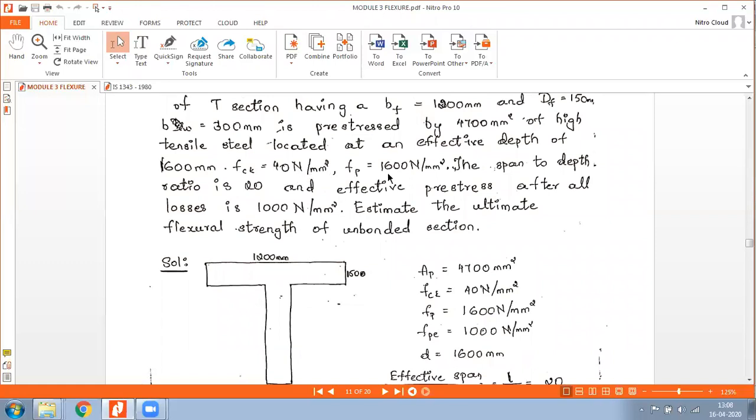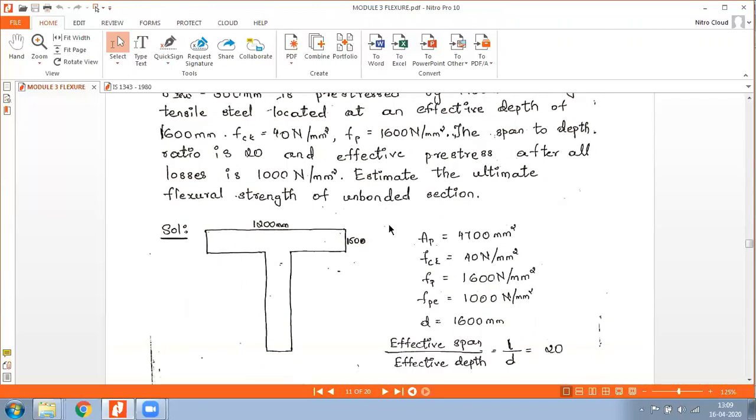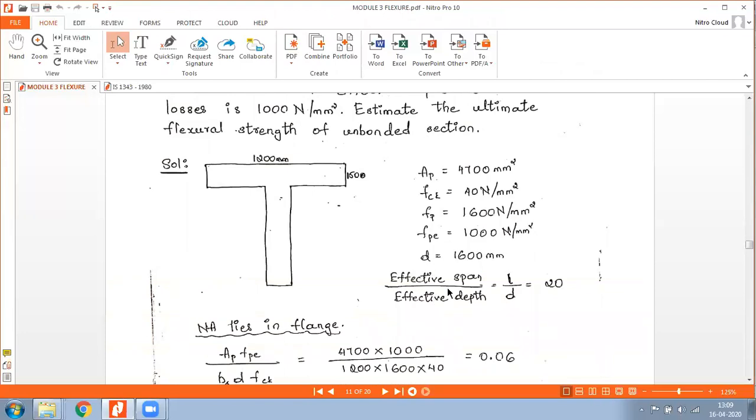FP is equal to 1600 Newton per mm square. The L by D ratio is 20, and the effective pre-stress after all losses, that is FPE, is equal to 1000 Newton per mm square. Estimate the ultimate flexural strength of the unbonded section. Means we need to again follow the table number 12. In this problem, he has given the L by D ratio 20.